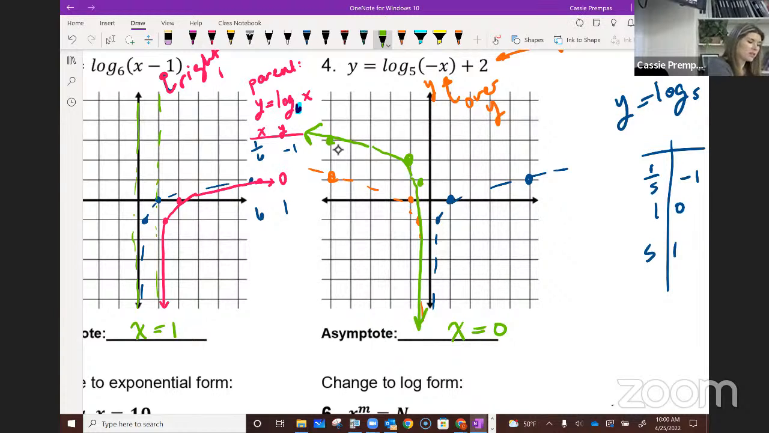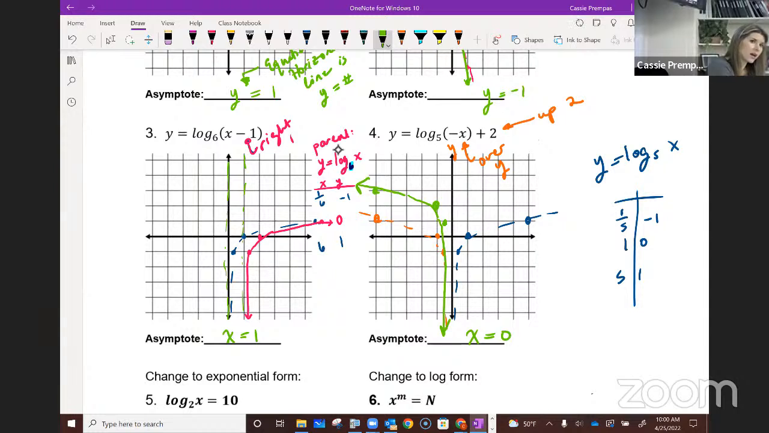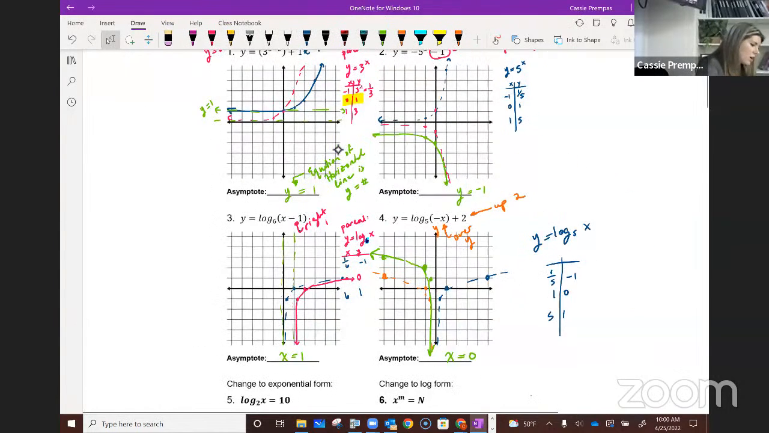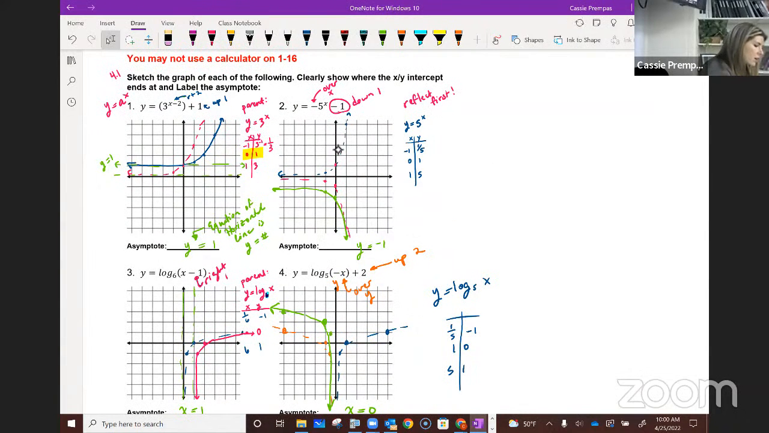Because if the negative is inside with the x, it goes over the y-axis. If it's outside the operation of the x, it goes over the x-axis. All right, ladies and gentlemen, check to see that you had the graph moving over the y-axis and up 2. Your asymptote should be at x equals 0. And the good points to use to move would be 1, 0, 5, 1, and 1/5, -1. Something that's also pretty helpful to make note of, for all exponential graphs like numbers 1 and 2, the location of the asymptote will be the number on the outside of the equation.